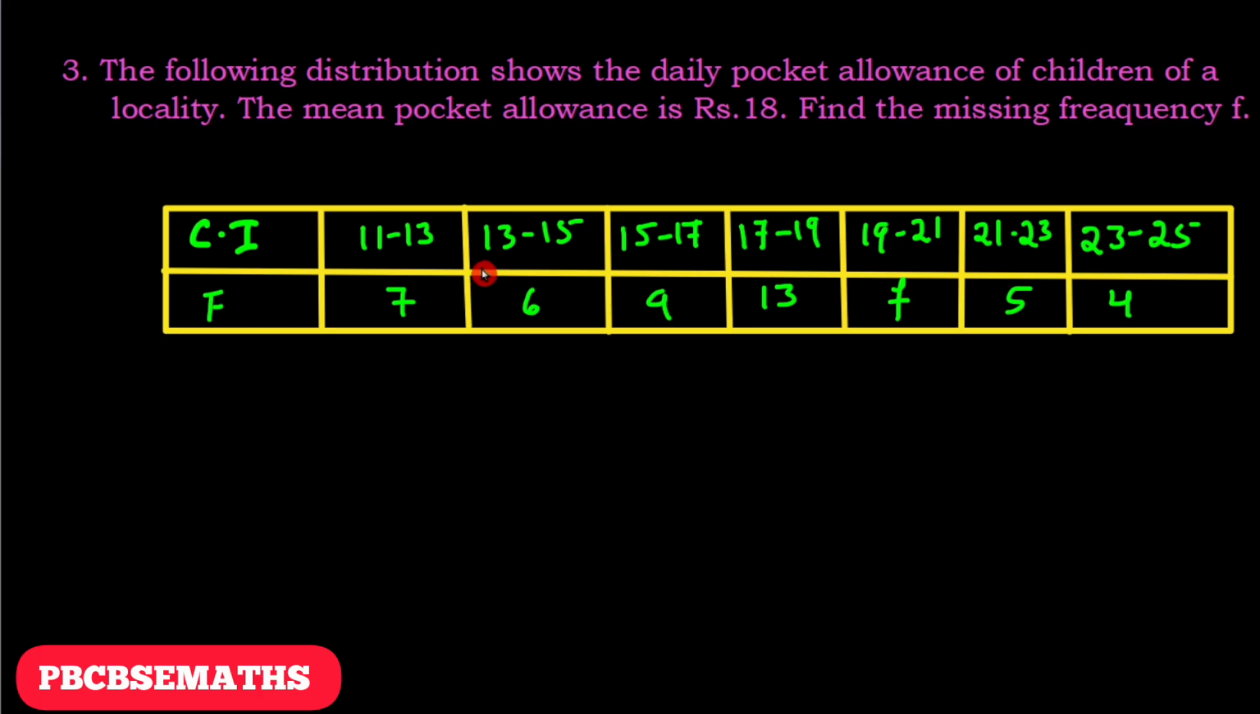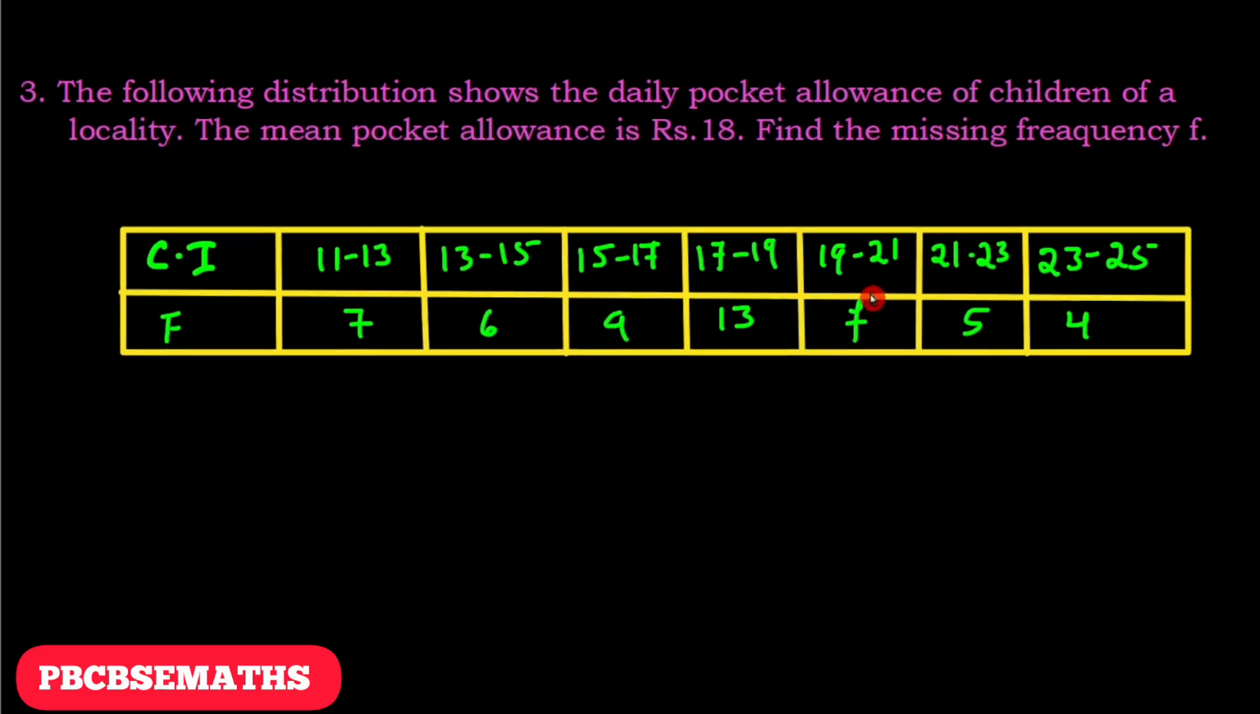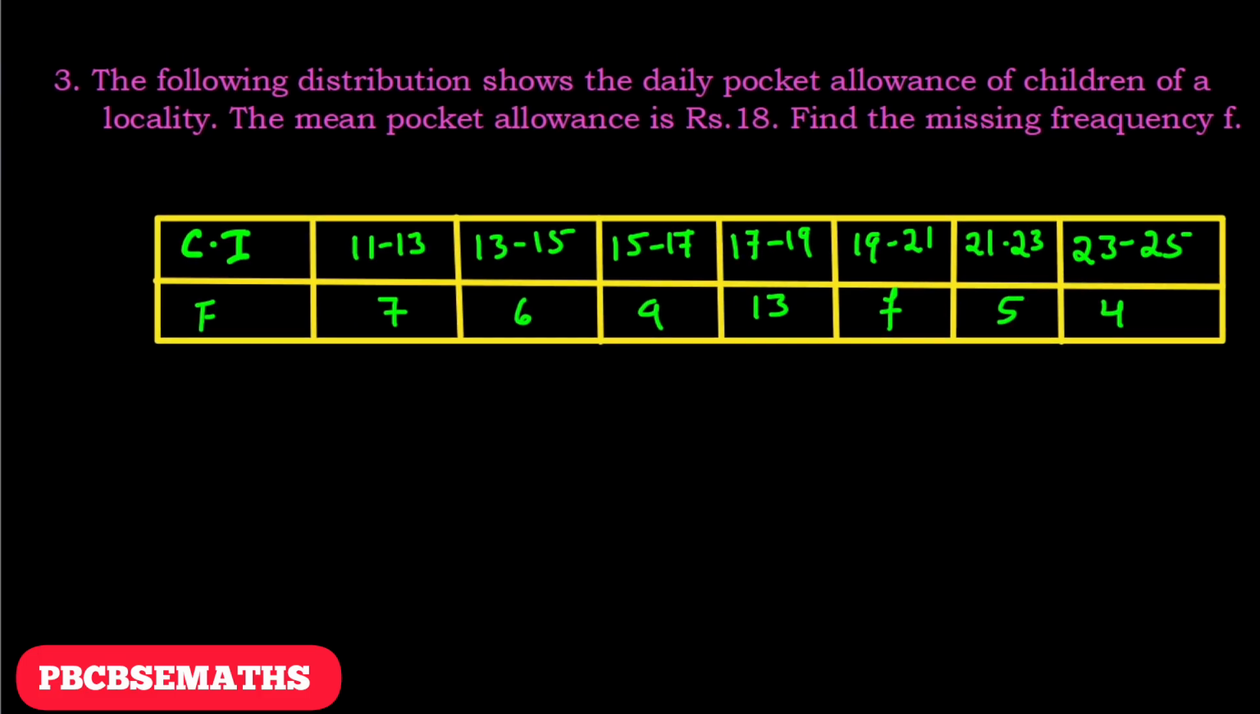It means here in this class interval, we have one unknown value f and we are asked to find out that one unknown value f. So let's try to find out this unknown value by using the assumed mean method. For that, let's write that table. So let's make that table.